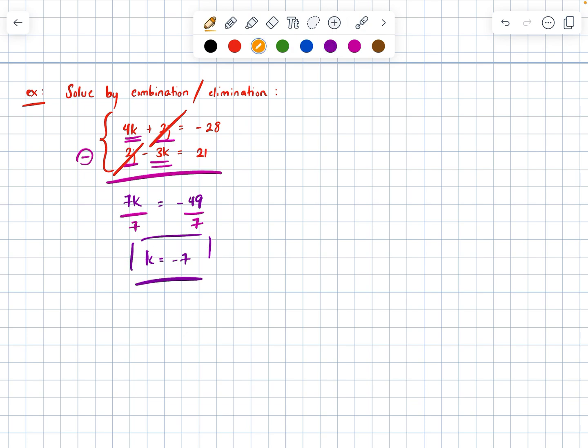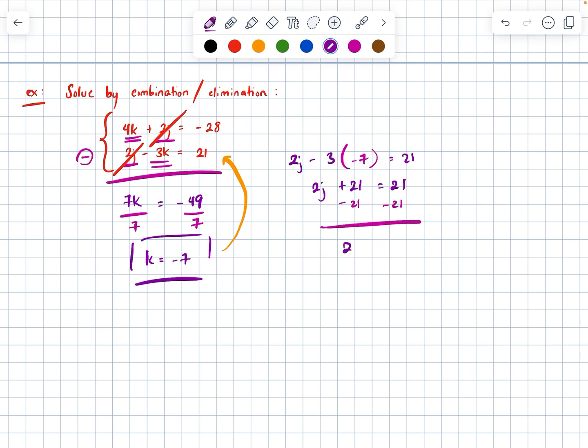Now that I know k is equal to negative 7, let's pick one of our two equations to plug back into. I'm going to choose the one on the bottom because it has smaller numbers. But you can use whichever you want. So I know 2j minus 3k, but k is equal to negative 7, is equal to 21. From here, I just need to solve for j. So I have 2j. Negative 3 times negative 7 is positive 21. And then I know that's equal to 21.